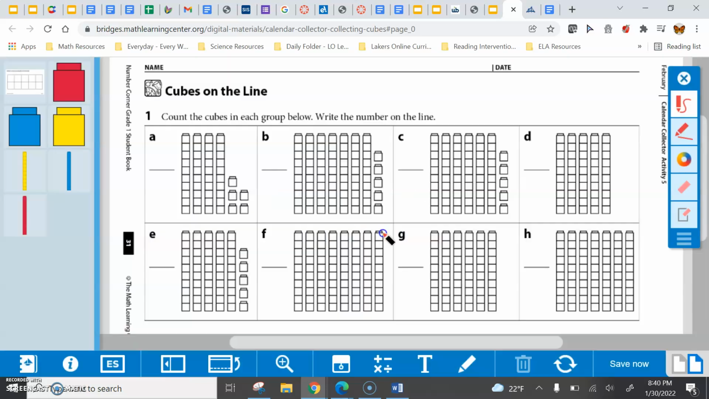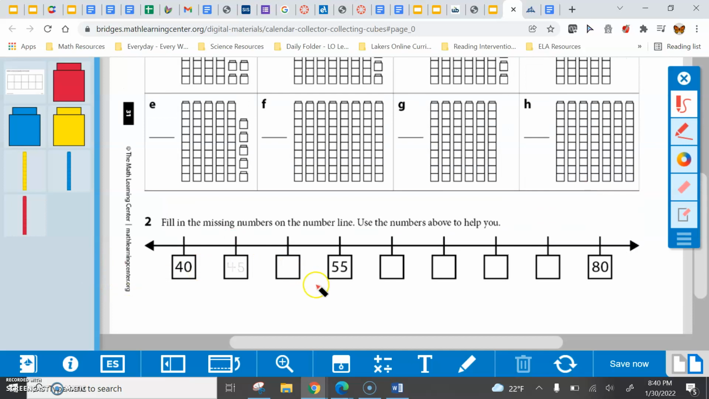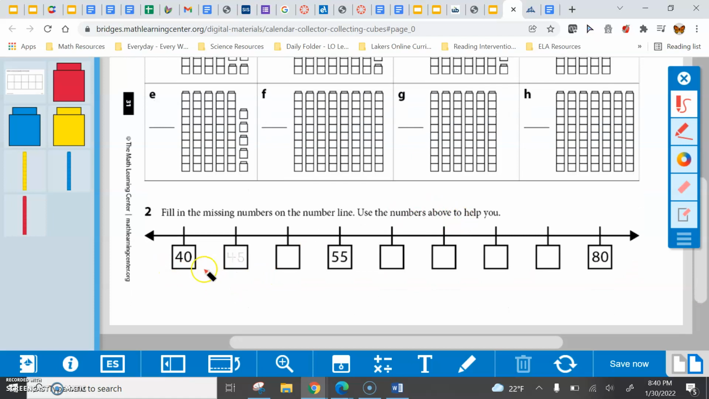Once you do that, you are then going to go down to the bottom of the page, and it's going to ask you to fill in the missing numbers. They've sort of given you a clue. You start at the number 40 with this number line, and you end with the number 80. But if you look at the clue they gave you here, they actually wrote in the number that comes after 40. 40 and then 45. So we have 40, 45, something, and then 50.